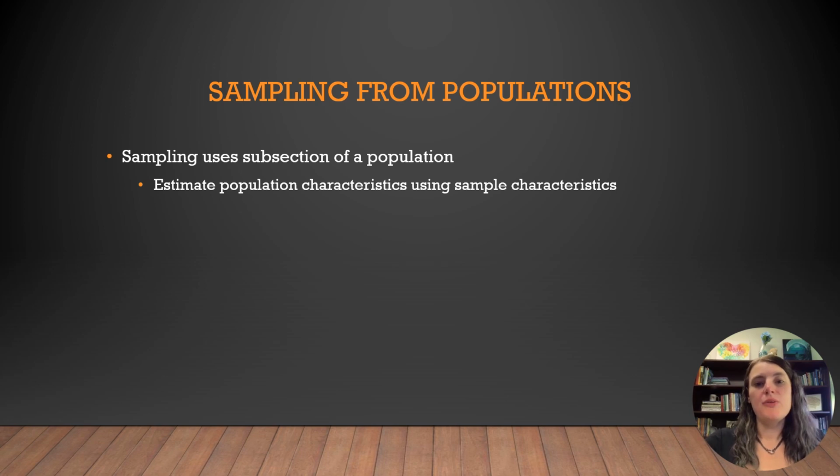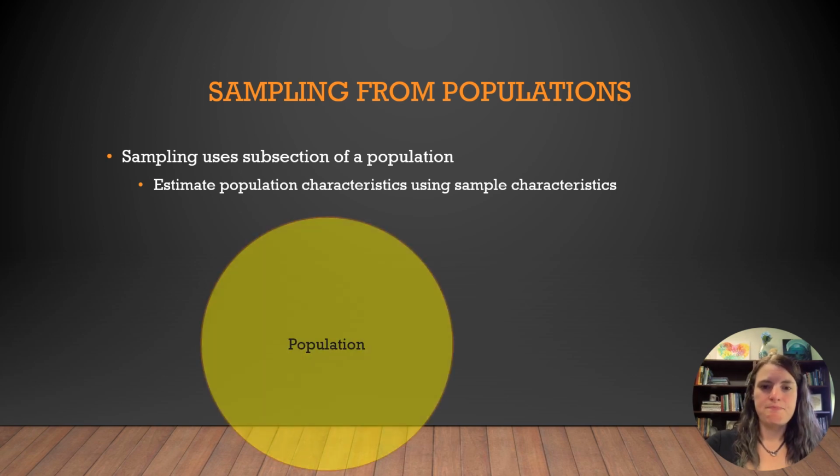If we don't have the money or the personnel to conduct a census survey of an entire population, and that's most research studies, we rely on sampling strategies. Sampling is when we take a subsection of the population we want to study and we analyze the sample's characteristics. We then use the sample characteristics to estimate the population characteristics.